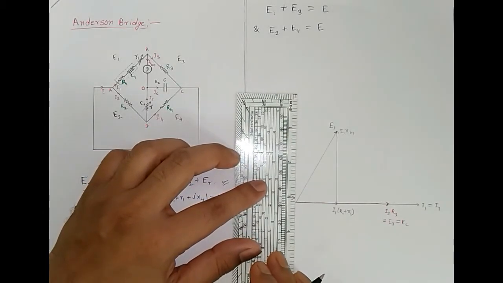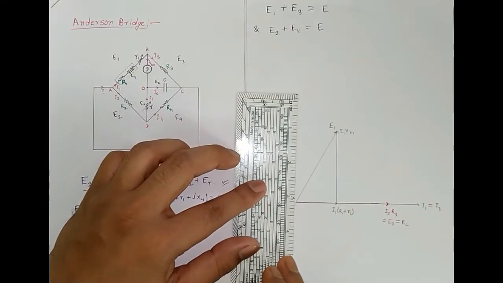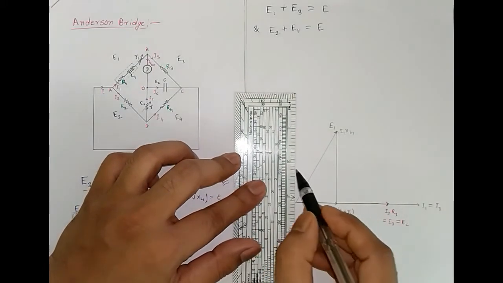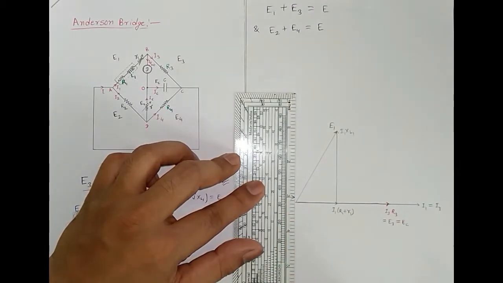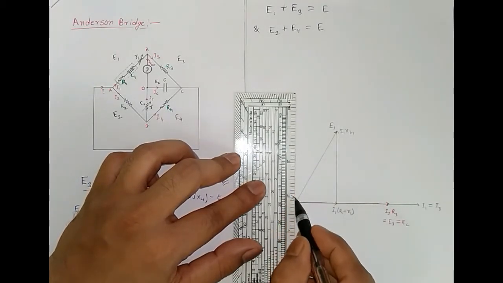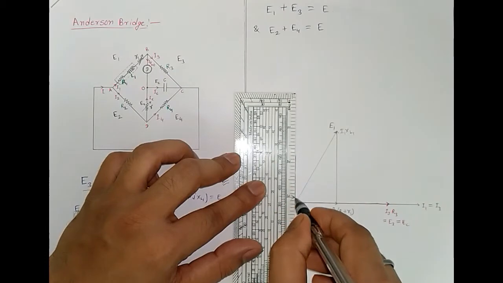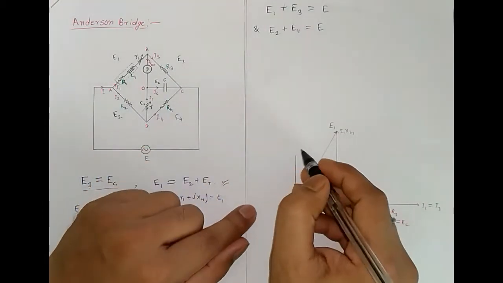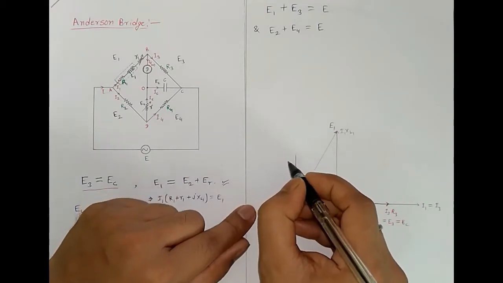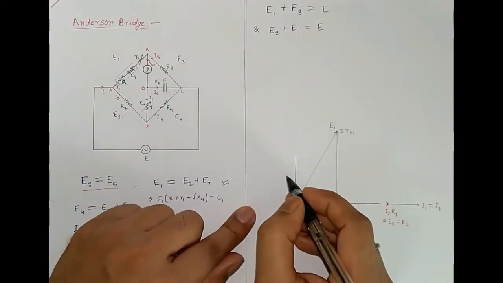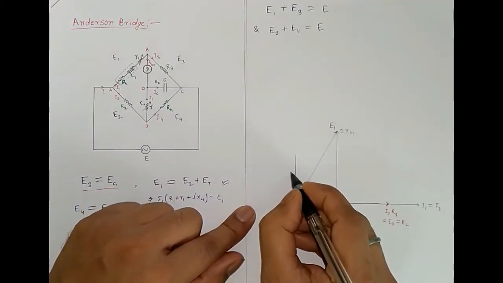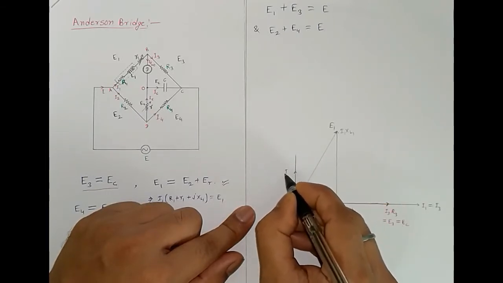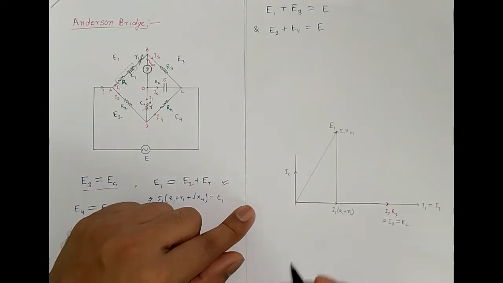Now due to this EC direction, we can draw the direction of current IC. Let us assume that this is the direction of current IC, and let us assume that the magnitude is this one. This is IC.